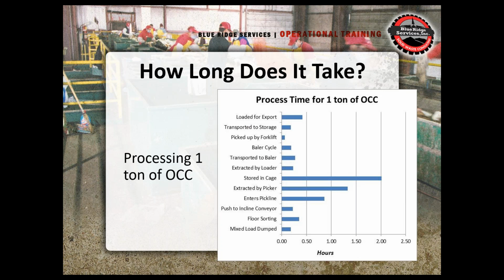So how long does it take? What does the process take? What's the process timeline for 1 ton of cardboard to go through your system? Down at the bottom, a mixed load of recyclables gets dumped. There's some floor sorting that happens. It's pushed to an incline conveyor. It enters the pick line. It's extracted by the pickers and stored in a cage, et cetera. How long does that process take, and how much does it cost to extract 1 ton of cardboard?